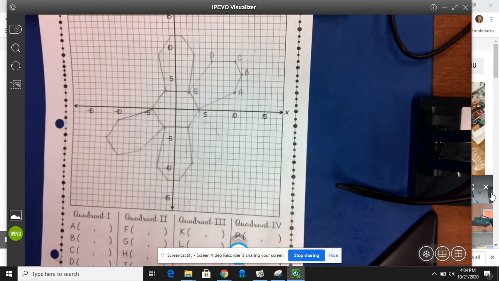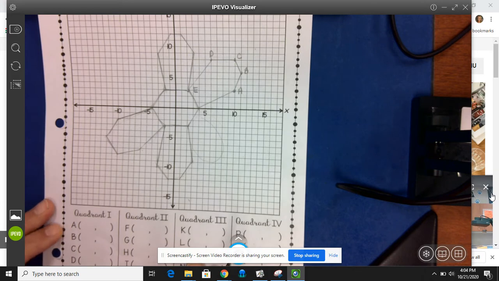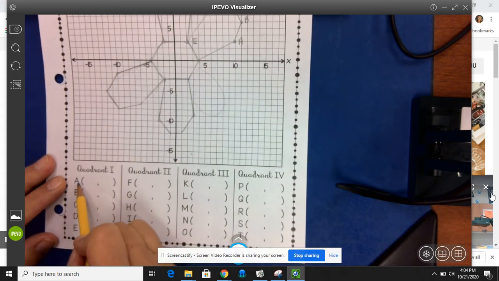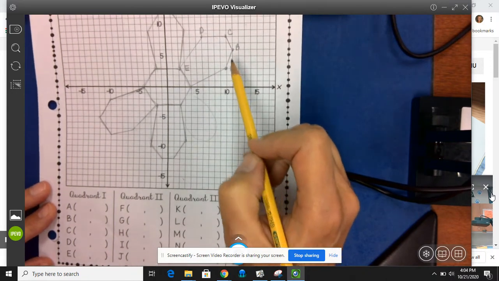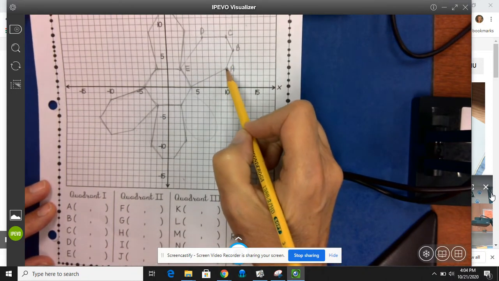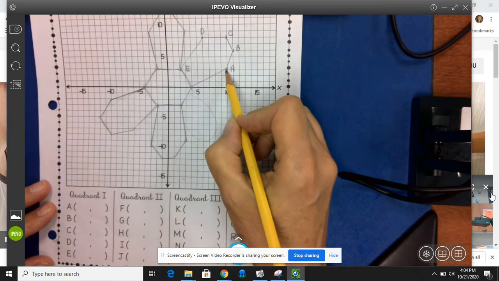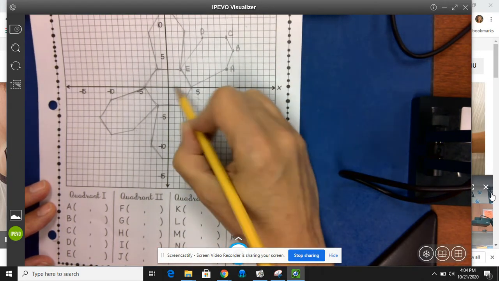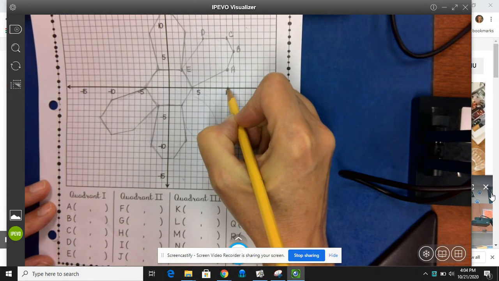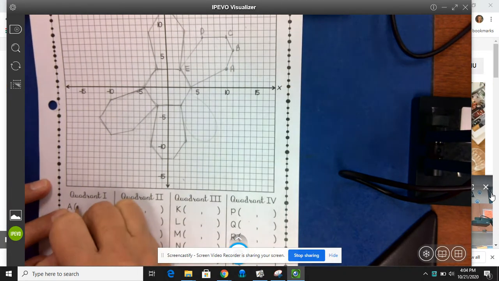Now, as far as labeling my quadrant points, down here it has points A, B, C, D, E. In my quadrants, I only need to label 5 points. So I went ahead and labeled these as A, B, C, D, E. And then I will go in and fill in my coordinate pairs. A would be 10 and 1, 2, 3. 10, 3.